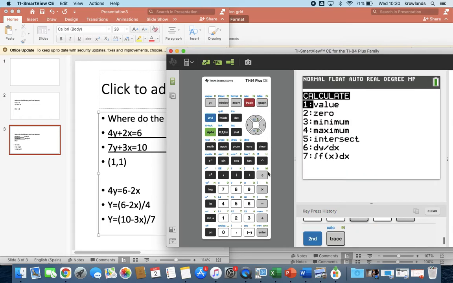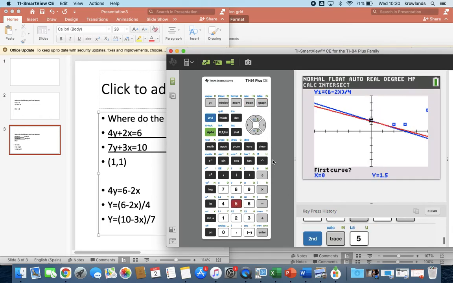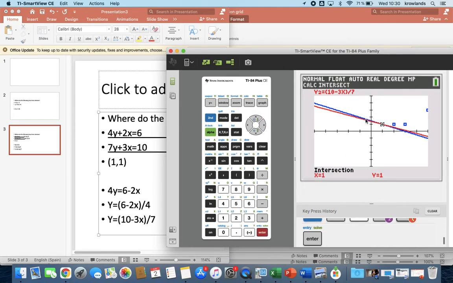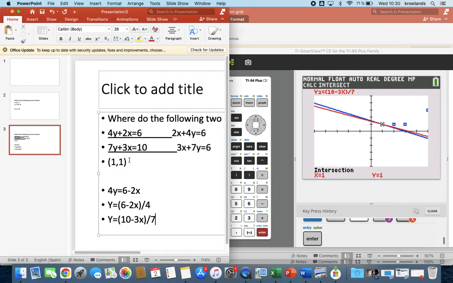We're going to press second calc. We're going to press intersect, which is 5. Select on the first curve, second curve. It will automatically do that for you. And then go vaguely where they intersect. It's quite hard to see. And they intersect at 1, 1. And the reason why it's quite hard to see is because at this point they're getting very close together. But it still gives us the answer of 1, 1, which matches with this.